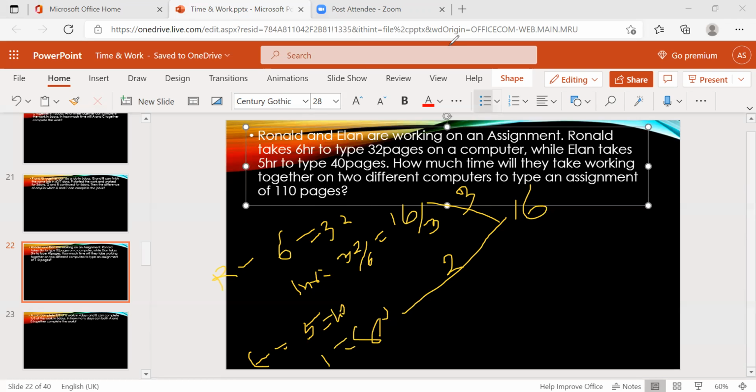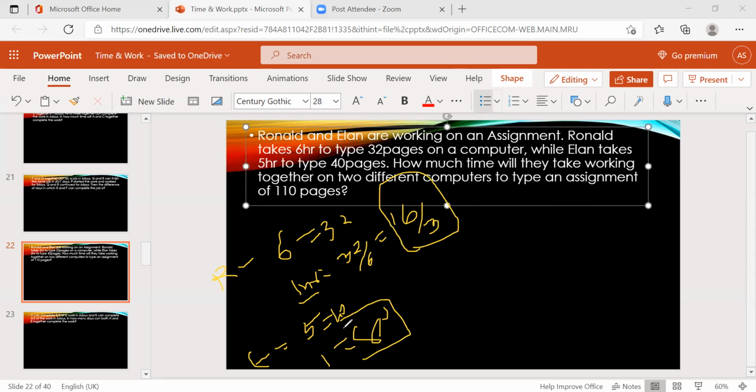Sorry. Here again, we already found 1 hour's work, right? So no need to take the LCM here. This is the efficiency actually. This is only the efficiency. This is what they're giving and confusing us. So they gave 6 hours, 32 pages. We found that 1 hour efficiency is nothing but 16 by 3. Ellen's 1 hour efficiency is 8 pages.